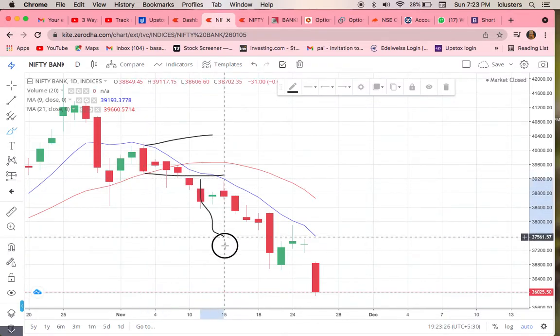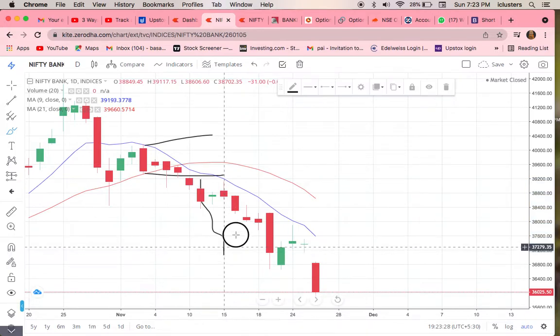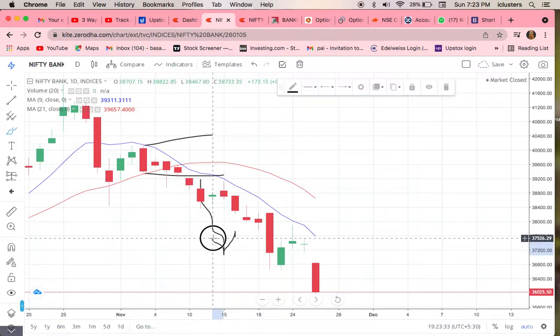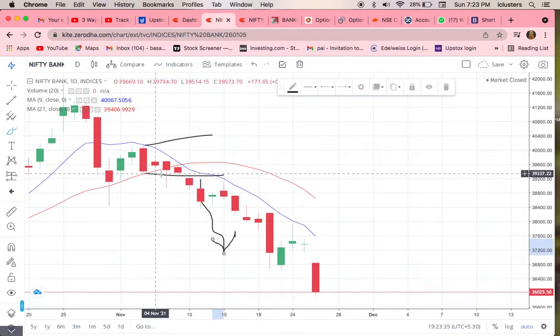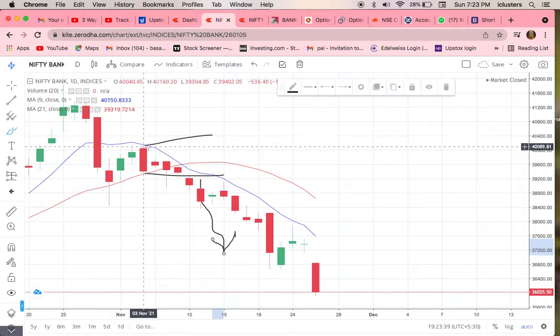From here the market has fallen. We can use the 50 days moving average line, and the 200 days moving average price lines also you can use. This is how we can use moving averages.